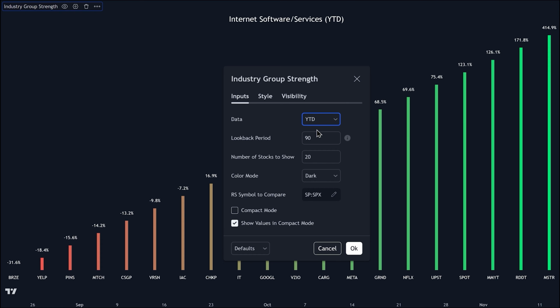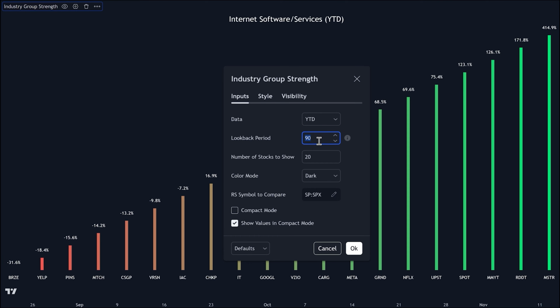Next, let's look at the look-back period. This controls how far back the indicator looks to calculate the data. You can adjust this number to suit your analysis. For example, if you want to compare the performance of stocks over the past 90 days, leave it at 90. If you want a shorter or longer period, you can easily change it.